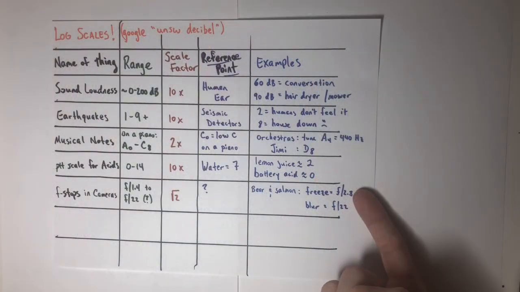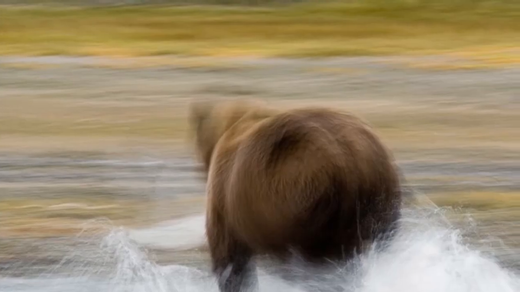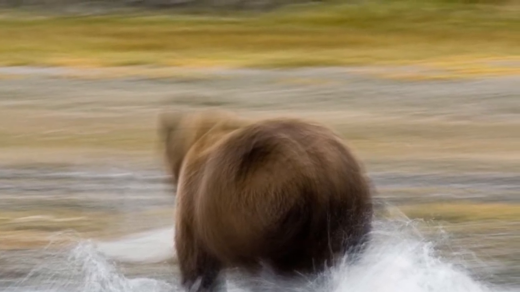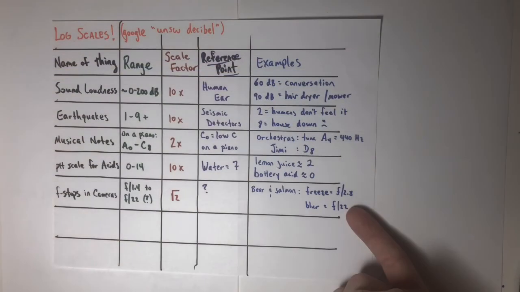In the picture you just saw, he was trying to capture the action and freeze the instant, so he used an f2.8. In the second photo, he wanted to show the action taking place over a period of time, so he introduced some blur into the picture and used an f22 instead.